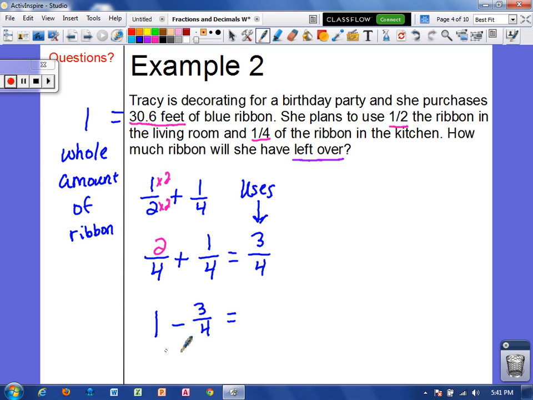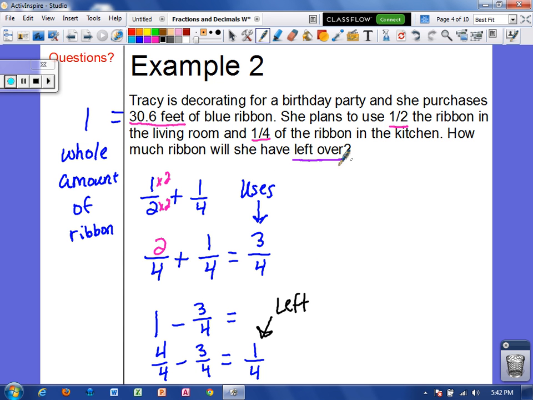Again, we're subtracting, we've got to have common denominators just like we did when we were adding. So 1 whole, that can be represented by any number over itself. I know I want my denominator to be 4, so that would just be 4 over 4 minus 3 over 4. Denominator stays the same, and 4 minus 3 is 1. So she has 1/4 of the ribbon left.